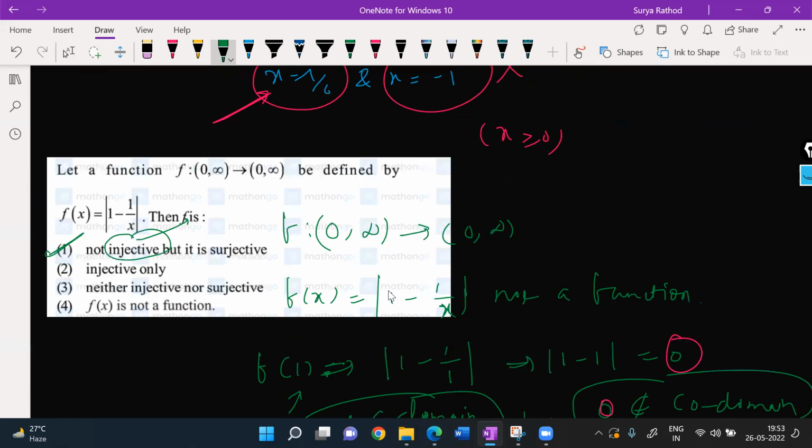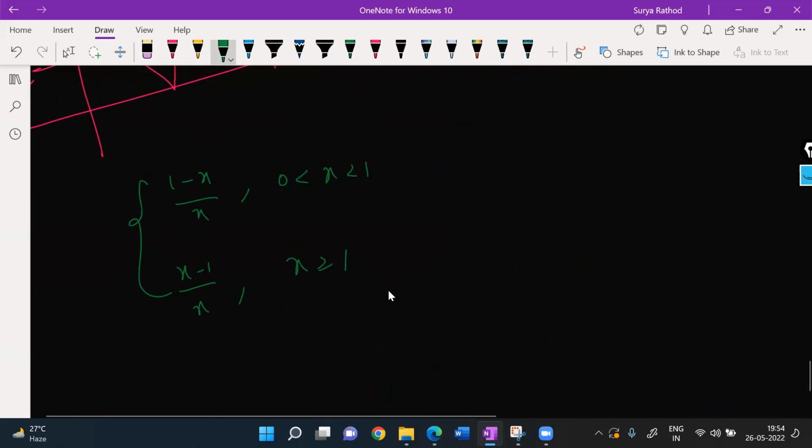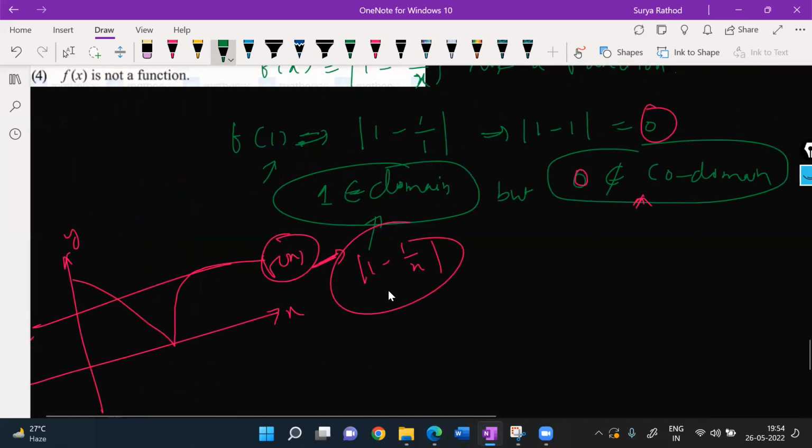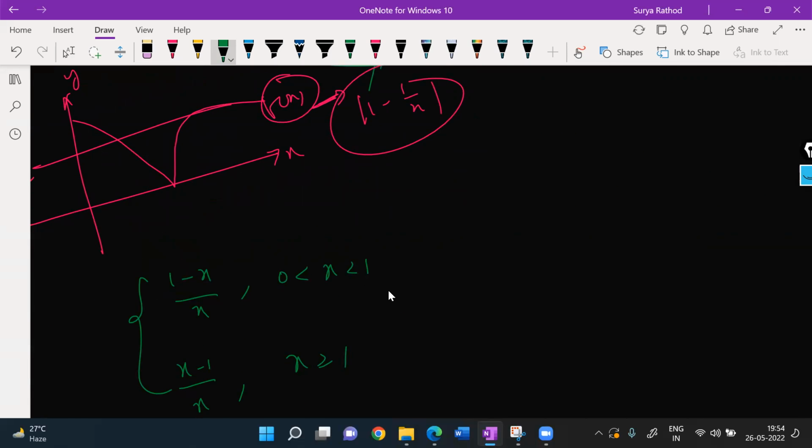Now the options given are injective, not injective. Injective is nothing but what? And surjective is nothing but what? Injective is nothing but one-one. Surjective is nothing but onto. Is it one-one or not? Take each and every value and substitute, check whether it is one-one or not.